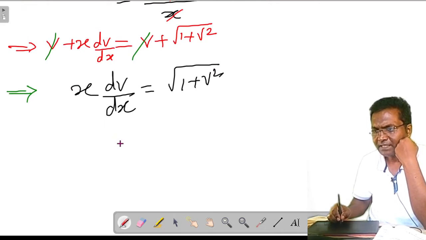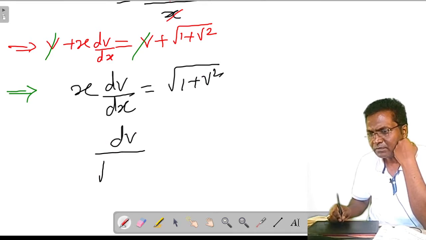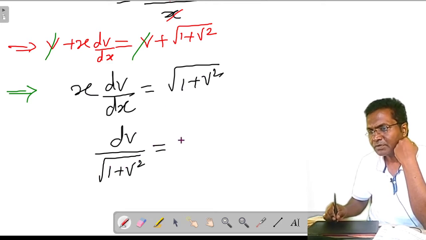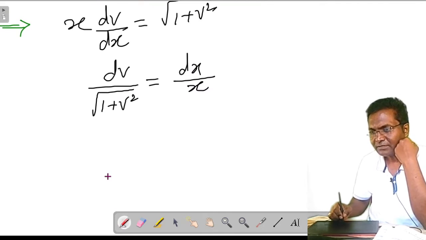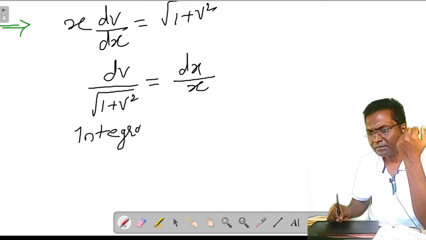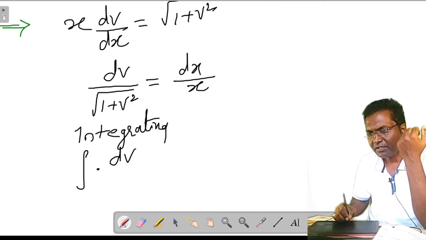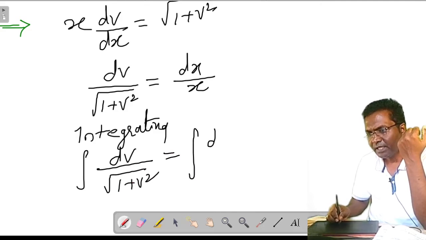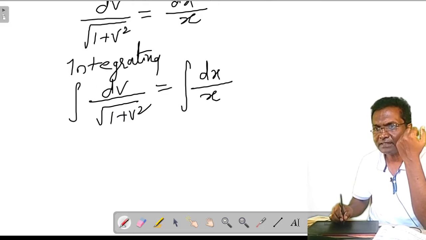So for dv by dx, you have to separate the variables. So dv, bring this down, by square root of 1 plus v squared is equal to dx by x. Okay. Once the variables get separated, integrate. So integrating, integration of dv by root of 1 plus v squared, integration of dx by x, okay, and you know the standard result.